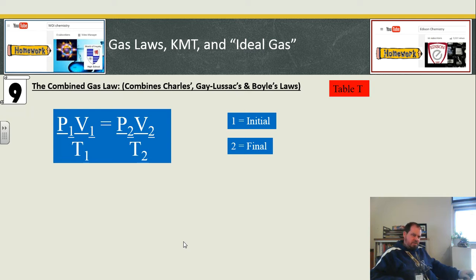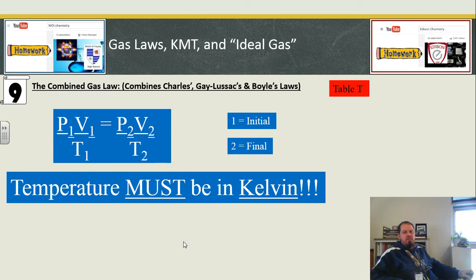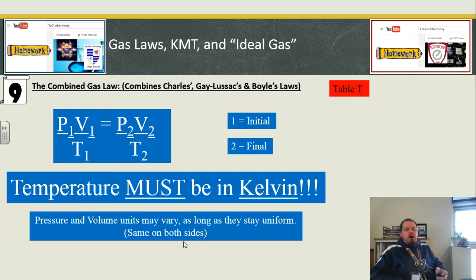That part is, I don't know if it's in your reference table or not. Here's the key, though. The temperature for this one has to be in kelvins. I haven't seen them make you convert to make it happen, but they could, so I want you to be prepared. Pressure and volume units may vary as long as they stay uniform. In other words, I don't need to be in atmospheres per se. If I am in atmospheres for initial conditions, I need to be in atmospheres in the final conditions. If my volume is in milliliters, then my final volume has to be in milliliters also. Okay, so they just have to jive. As long as they jive and the temperature's in Kelvin, we are all set.